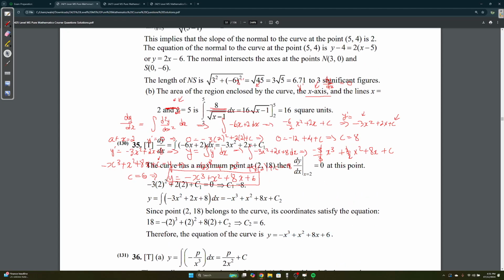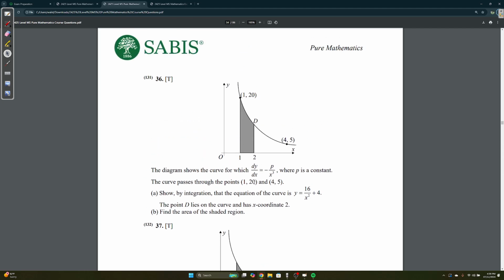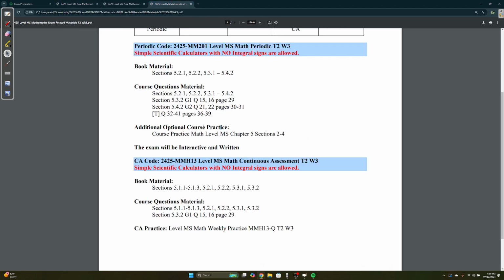Minus x cubed plus 8x plus 6. Okay, very easy. For question 36, we have until 41.